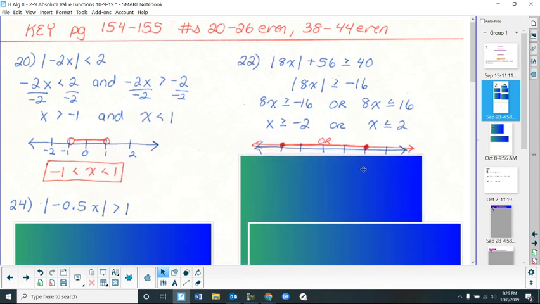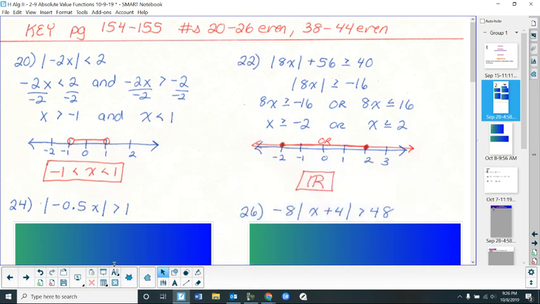Put it on a number line. Now, this was one of those weird ones because it's all the numbers that are greater than or equal to negative 2, or less than or equal to 2. And since it's an or, it's anywhere there is a graph. And in this case, that would be all real numbers because all of our numbers are either bigger than or equal to negative 2 or less than or equal to positive 2. So that one's all real numbers. Okay. All right. Problem number 24.